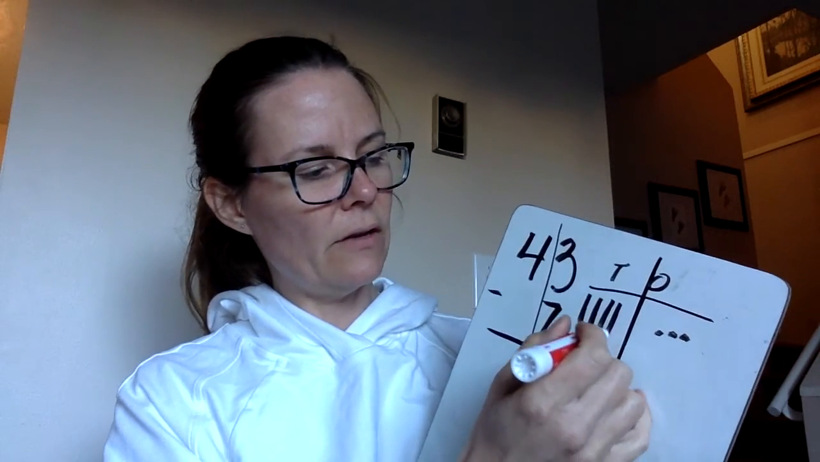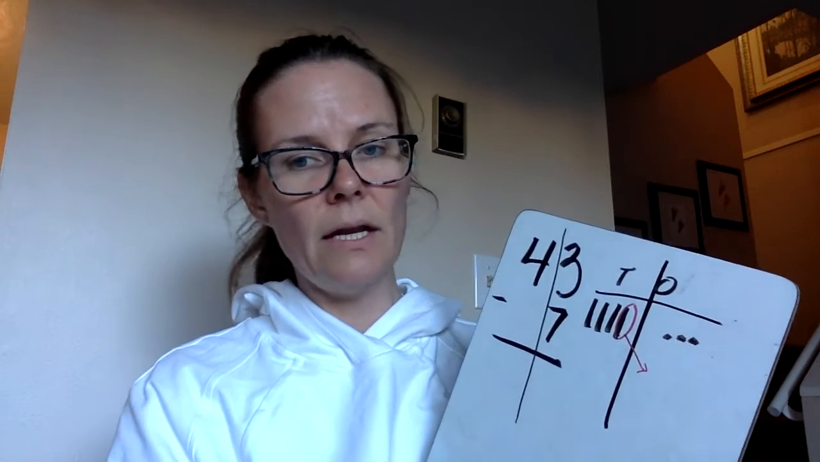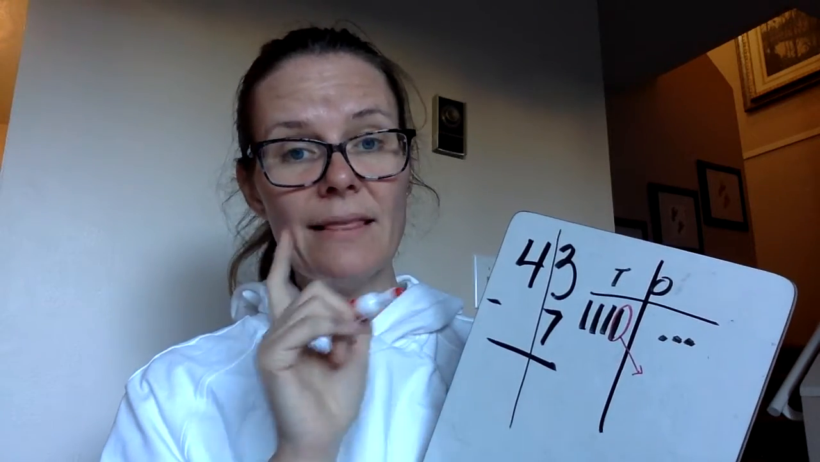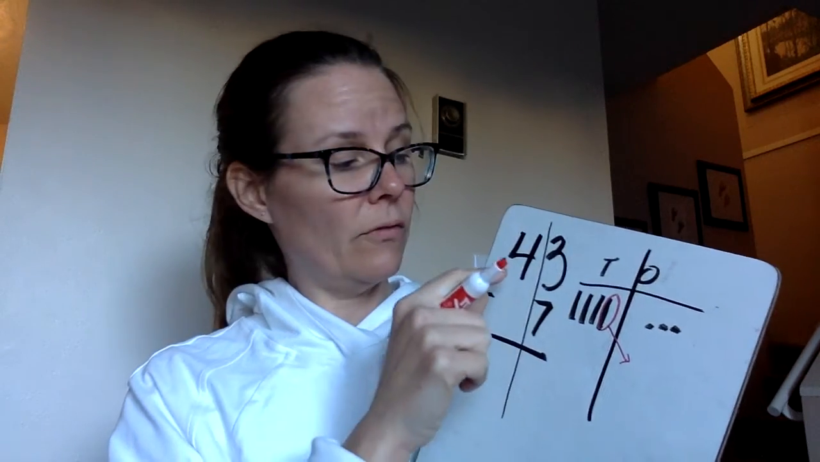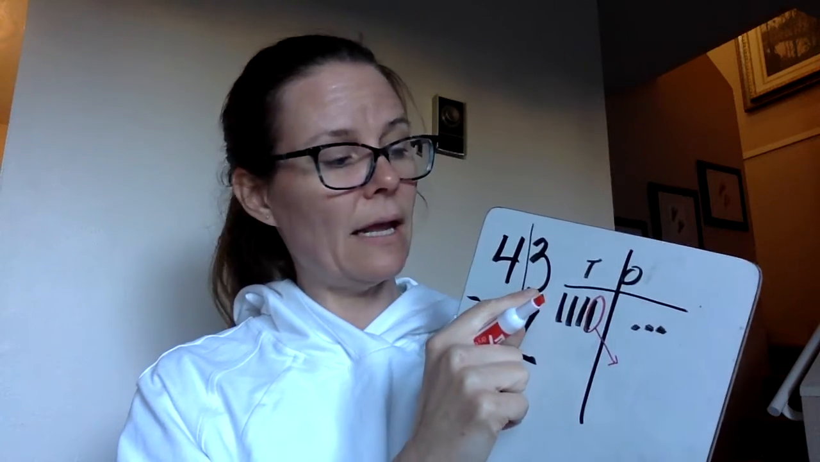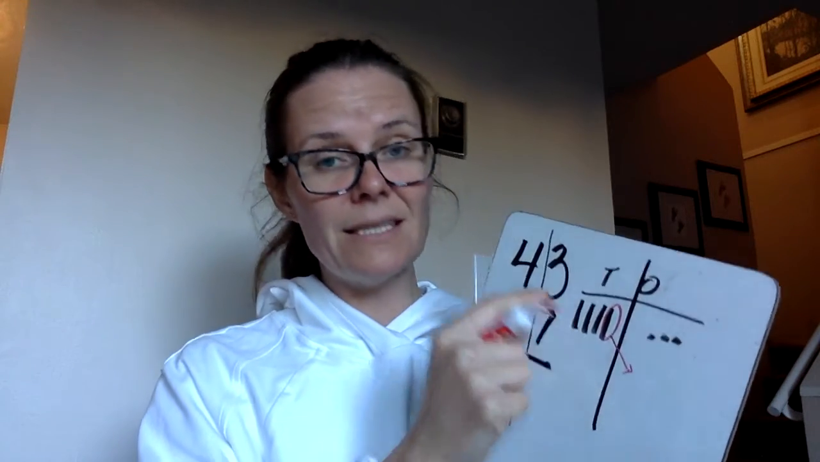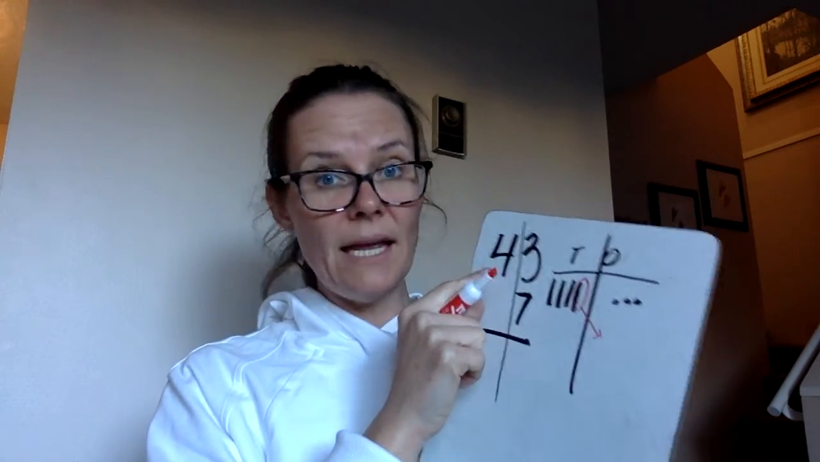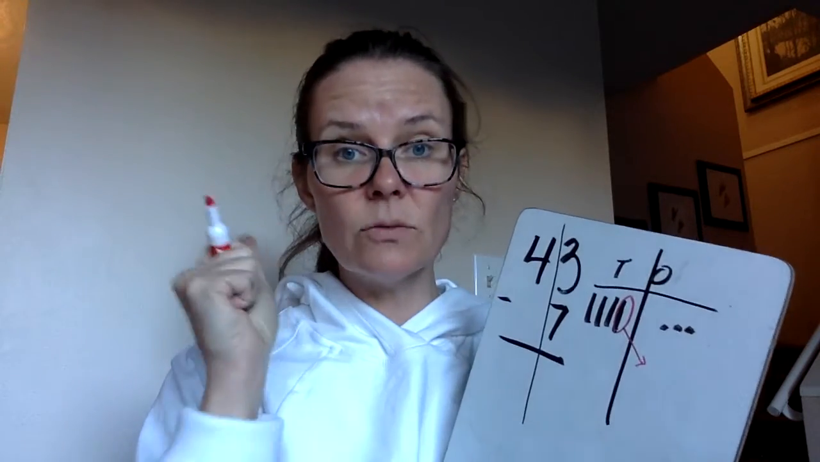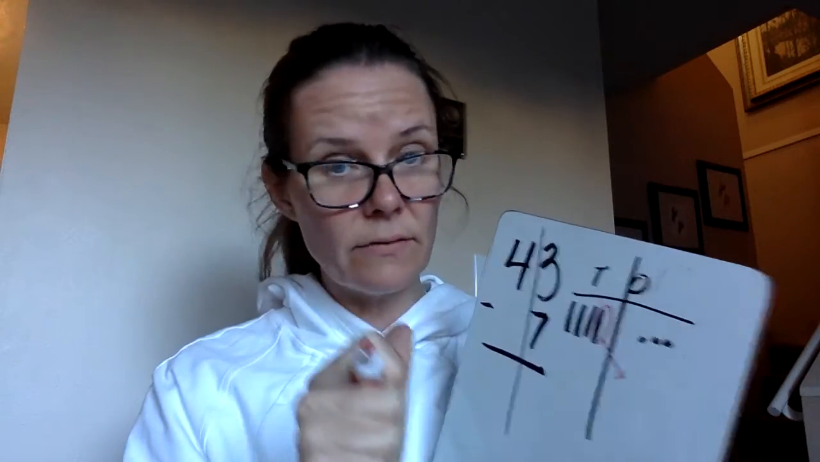3 take away 7, I can't do it. This is where I need to show regrouping. I need to borrow from one of the tens rods. One of the tens. This is where we remember that 43 is not just 4 tens and 3 ones. It could be 3 tens and 13 ones. It could be 1 ten and 33 ones. Okay, this is why we need to know that numbers can be broken down in lots of different ways.